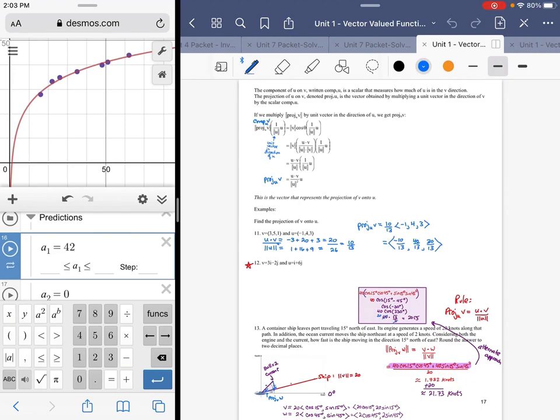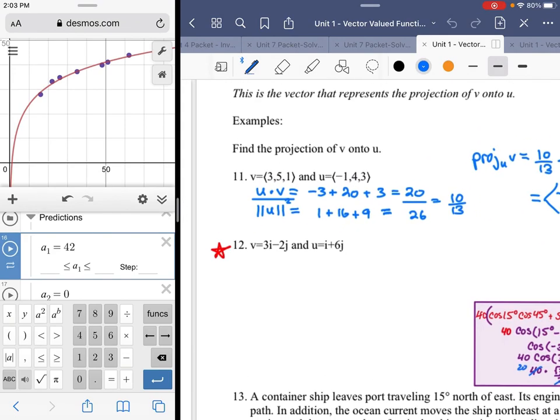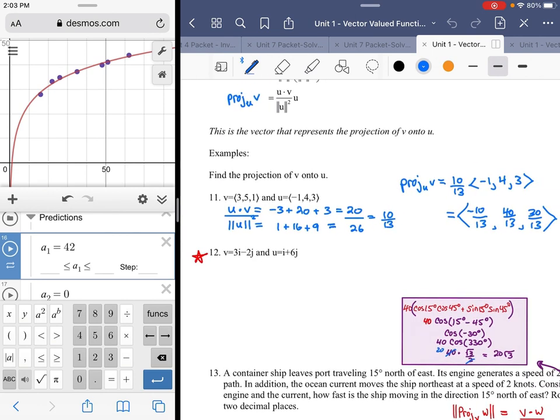So we're looking at number 12 on page 17. This question is asking us to find the projection of V onto U. It's pretty straightforward formulaically, because it's really just asking us to find the dot of U and V divided by the magnitude of U squared, and then multiply by the vector U, right?